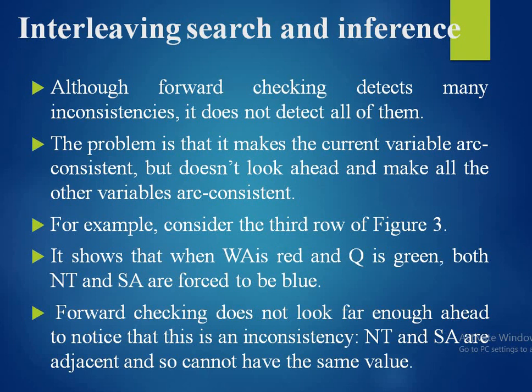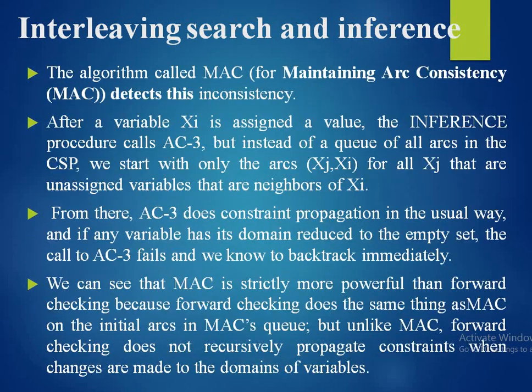The problem is that it makes the current variable arc consistent, but doesn't look ahead and make all the other variables arc consistent. For example, consider the third row of figure number 3. It shows that when WA is red and Q is green, both NT and SA are forced to be blue. Forward checking does not look far enough ahead to notice that this is an inconsistency. NT and SA are adjacent and so cannot have the same value.